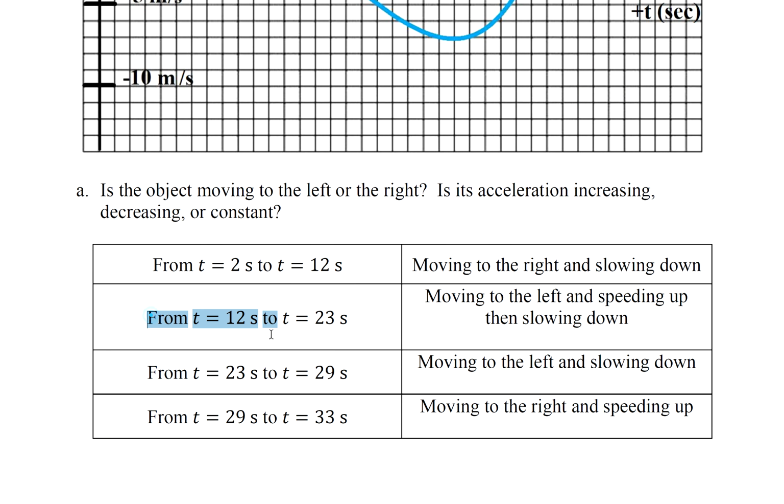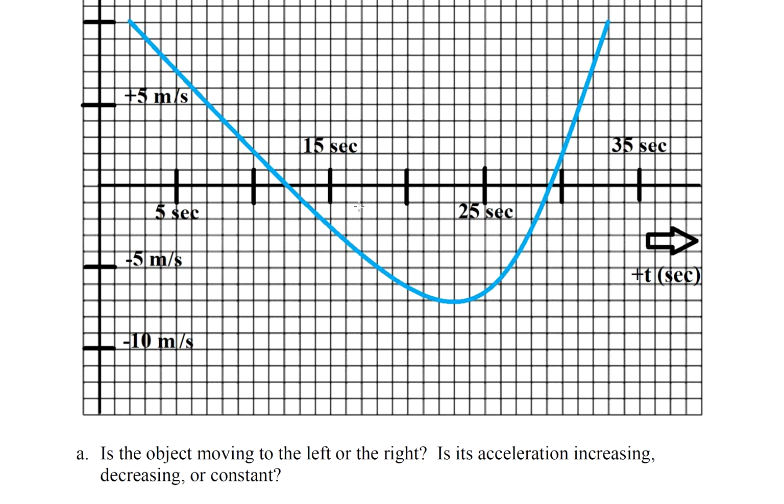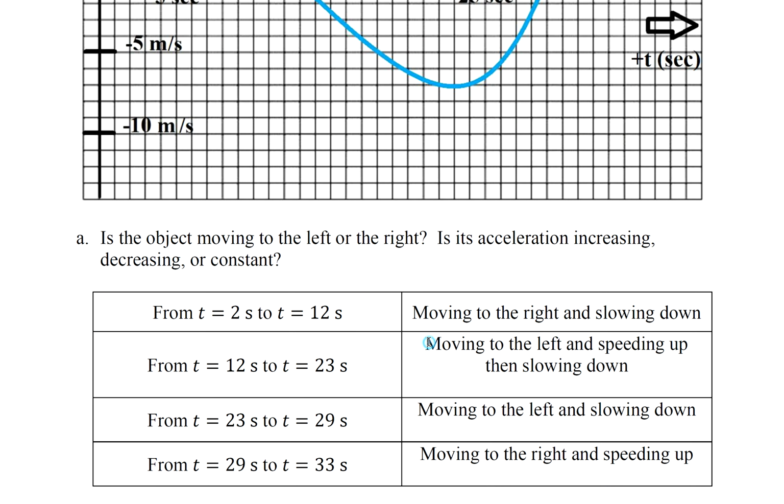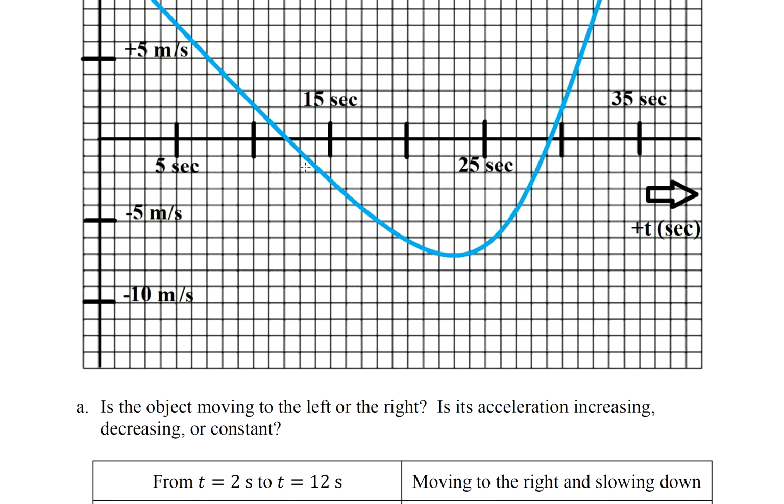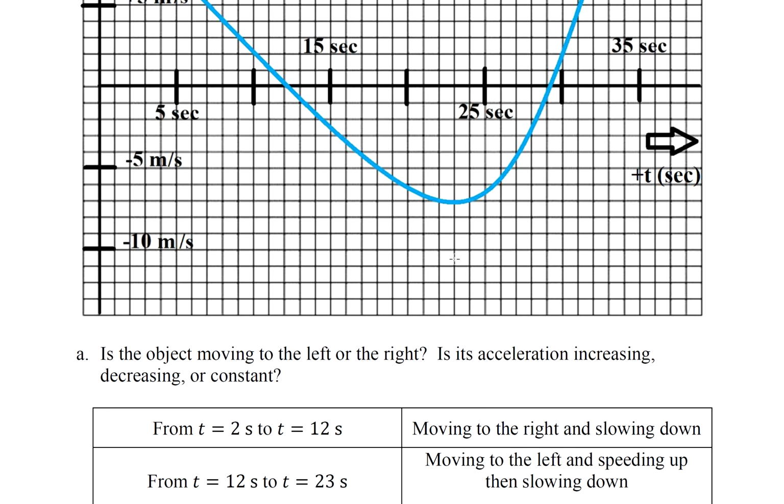From 12 seconds to 23 seconds, it's moving in the negative direction, and then its maximum velocity in the negative direction is going to be 7 meters per second to the left. So it's moving to the left and speeding up and then slowing down. So you could see it's speeding up, but then it slows down because the slope goes to 0.